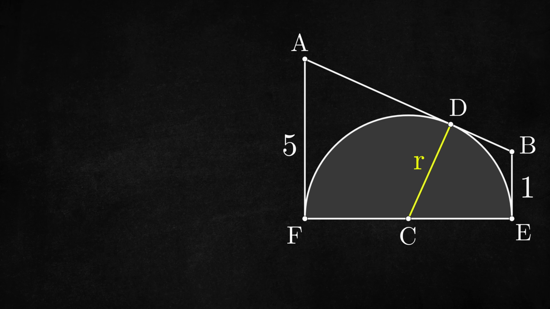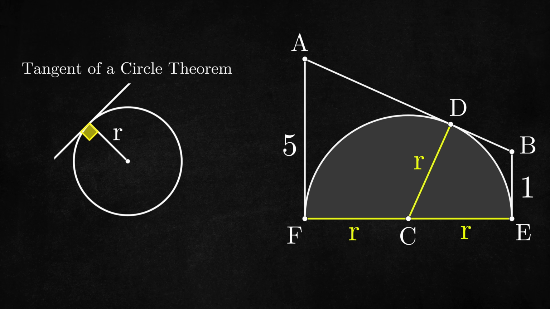Since all radii of a circle are congruent, segment FC must have a length of R because it is also a radius. Same thing with segment CE. The length is R because it is a radius. Keep in mind that there's always a radius that is perpendicular to the tangent line of a circle. Note that sides AF, AB, and BE of the quadrilateral are all tangents to the semicircle. Therefore, CD is perpendicular to AB, CF is perpendicular to AF, and CE is perpendicular to BE.